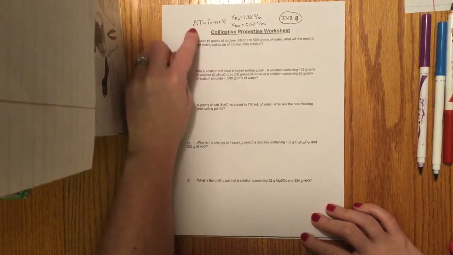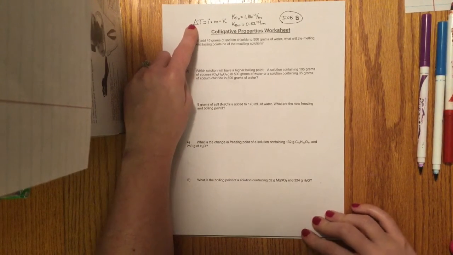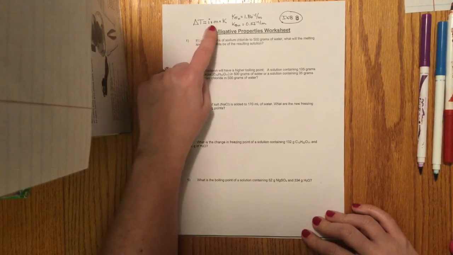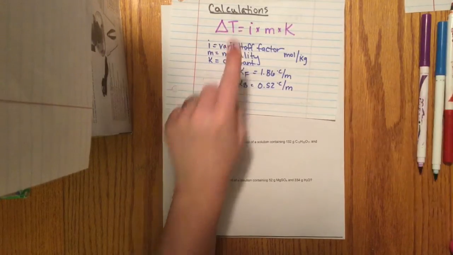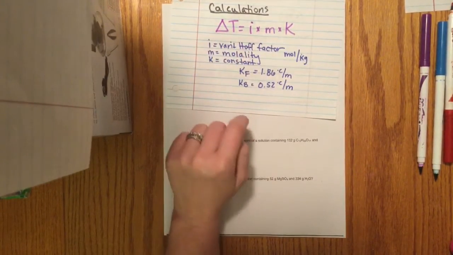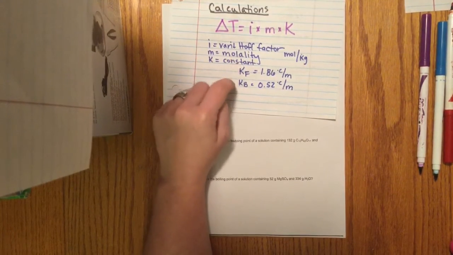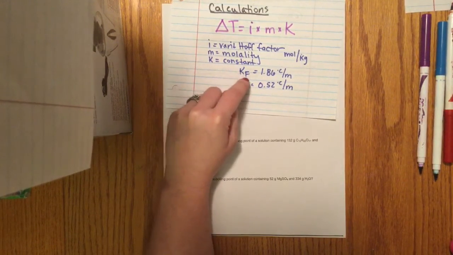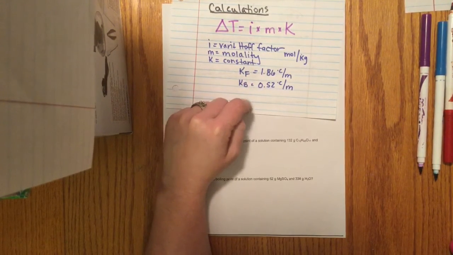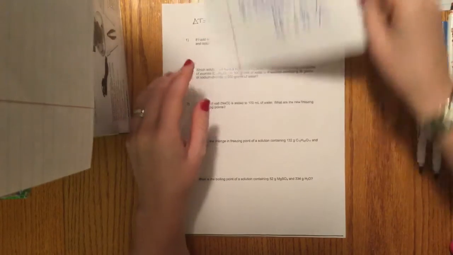And so just as a recap, we know that the formula we use for change in boiling point and freezing point is delta T equals i times m times K. Delta T is the change in temperature, i is the Van't Hoff factor or the ionization factor, m is the molality or concentration, and then K is the constant. And there are two different constants. There's the constant for freezing, which is 1.86, and the constant for boiling, which is 0.52.